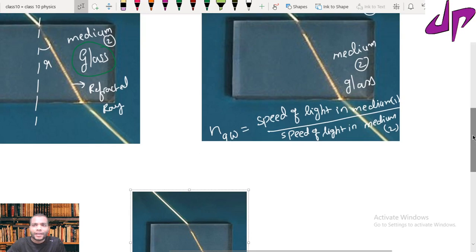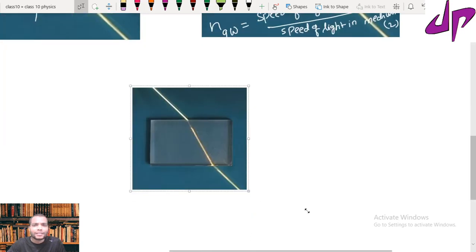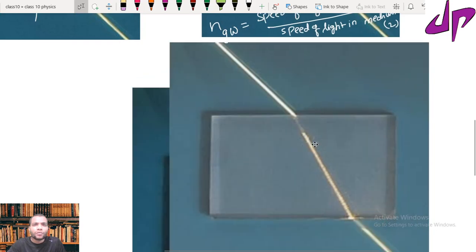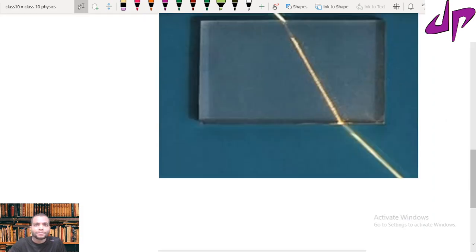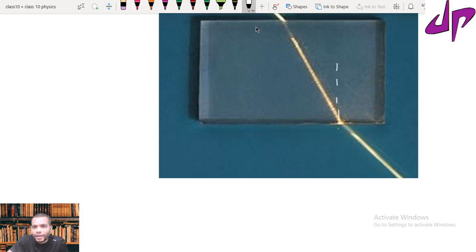Suppose in this final case you would like to find the speed of light. Now you can observe, if you draw a normal here, this is the glass and air medium surface. Suppose this ray you can take as the incident ray, angle i, and this ray becomes the refracted ray.